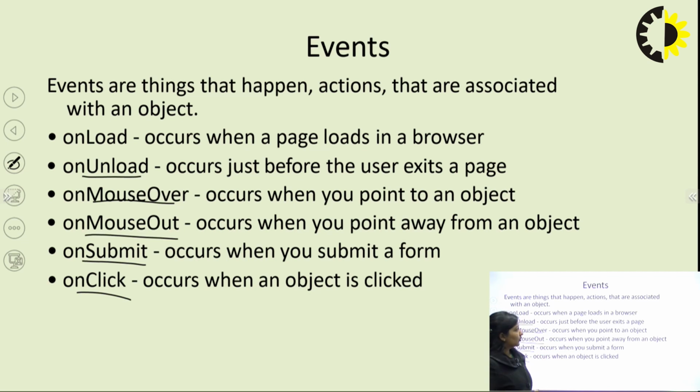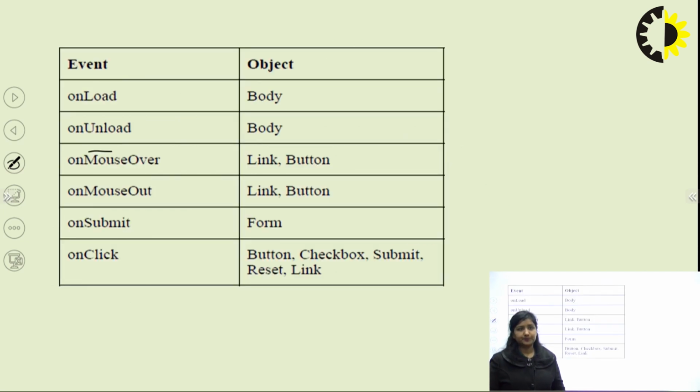Next is onunload, that means whenever the user exits from a page, that becomes unload. Next, onmouseover: whenever we point the mouse to an object, that becomes a mouse over. Onmouseout: whenever we take the mouse away from the object. Onsubmit: whenever we submit a form. And finally, onclick: whenever we click on an object, it becomes an onclick event. So these are the various types of events. Apart from this, there are various other events as well.